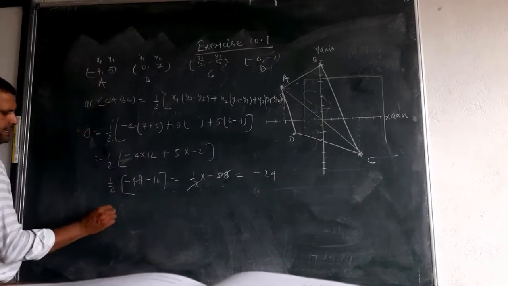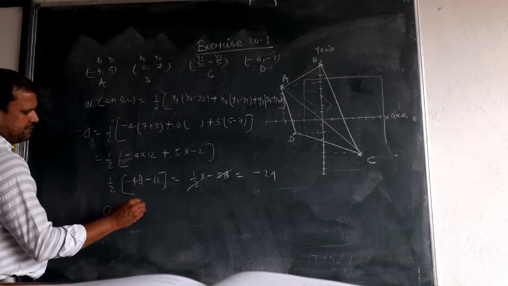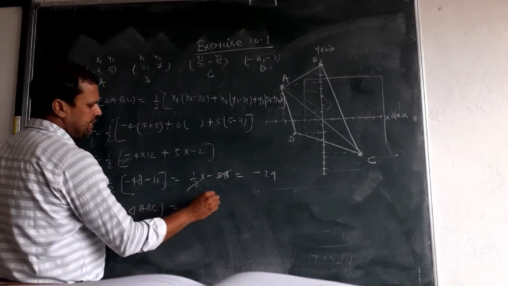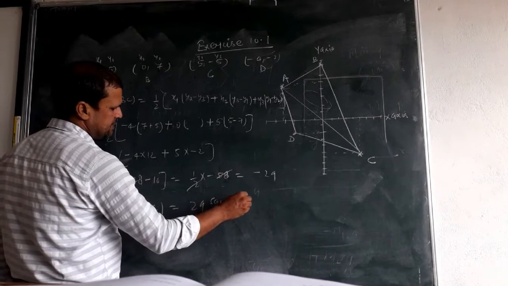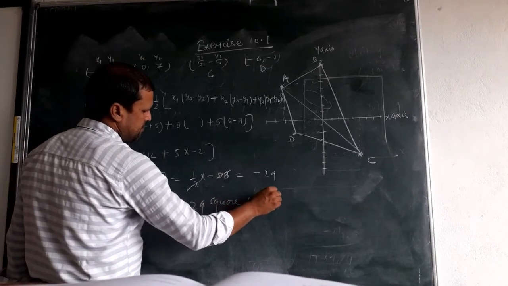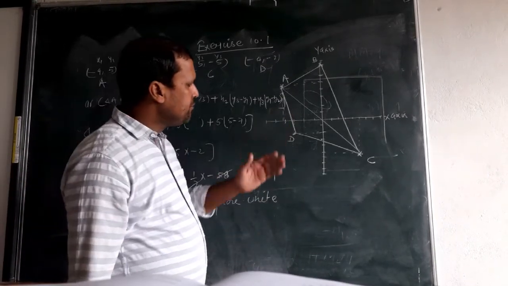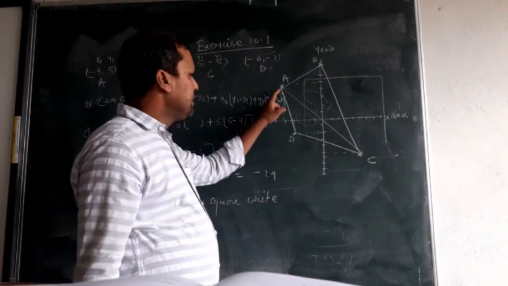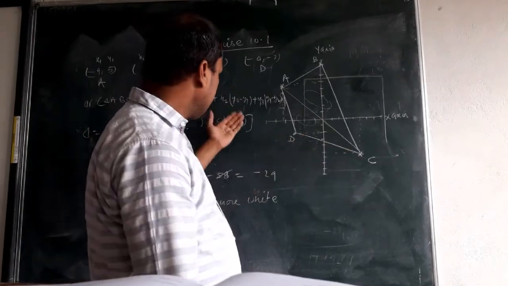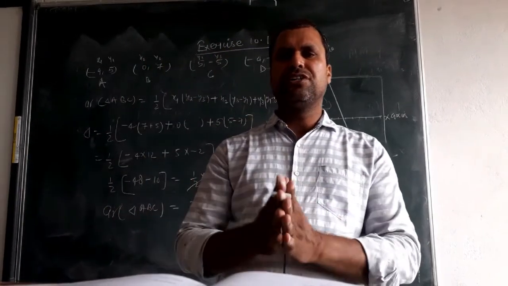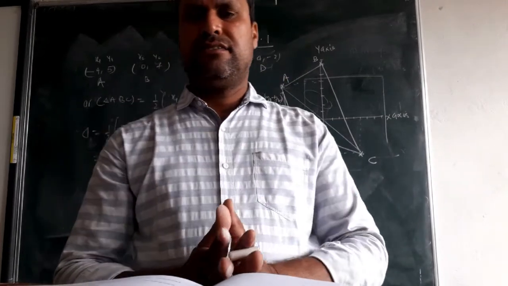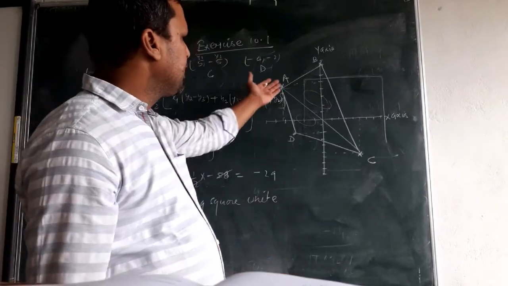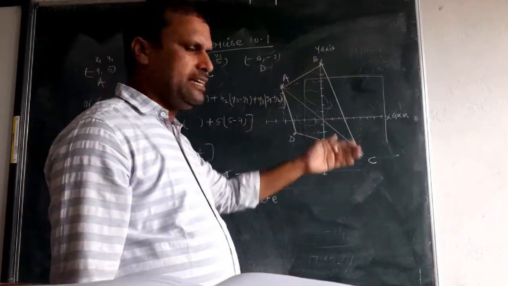so the area of triangle ABC is equal to 29 square units. Dear student, similarly we can find the area of triangle ACD. The coordinates of ACD are given. You can apply the same formula and add both areas of the triangles. You will get the area of quadrilateral ABCD.